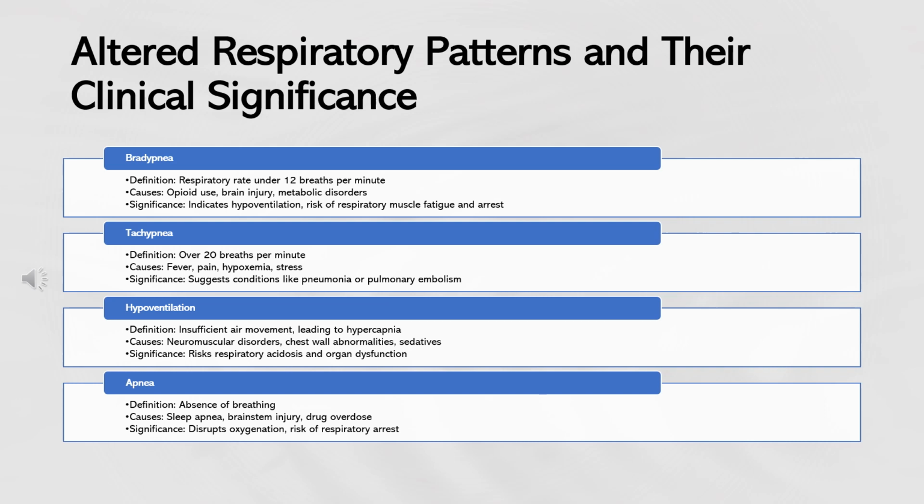Kussmaul breathing is characterized by deep, labored breathing, often associated with metabolic acidosis, particularly diabetic ketoacidosis. This pattern signifies the body's attempt to compensate for acidosis by expelling more CO2 through deep, rapid breathing. Understanding these respiratory patterns and their underlying causes can help you to make informed clinical decisions. Early recognition and appropriate response can significantly impact patient outcomes during respiratory complications.